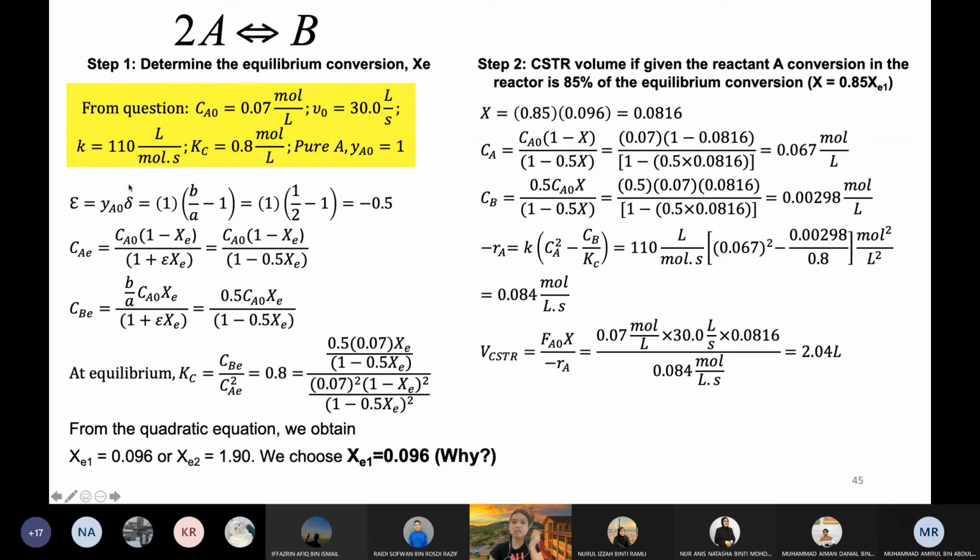So epsilon is equal to YA0 times sigma. If you forget, the formula is YA0 sigma. What is YA0? YA0 is the initial fraction of A. In the question they say pure A, so initially 100% A. So YA0 is 1 in fractional form. Okay, sigma. The formula for sigma is not fixed, because it depends on the chemical reaction.